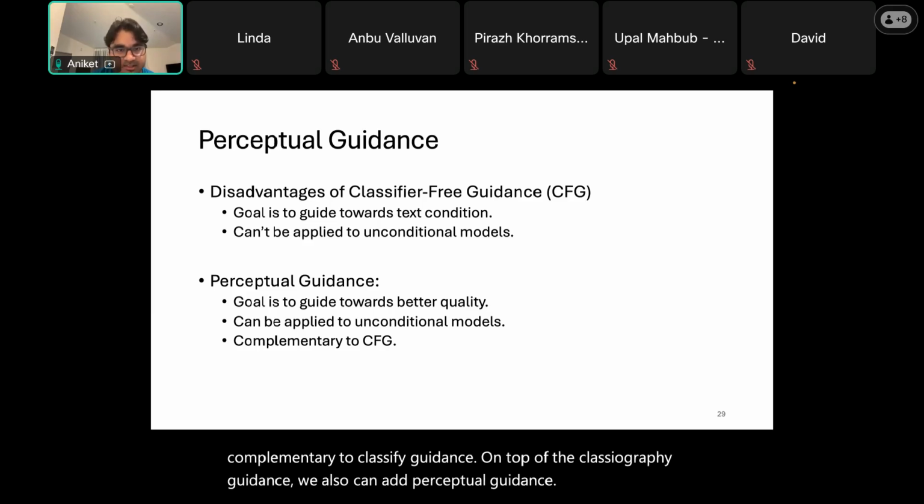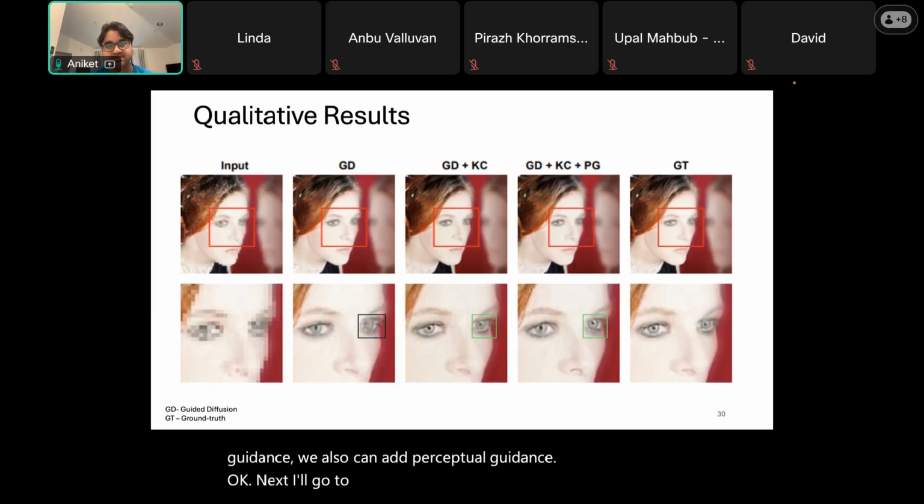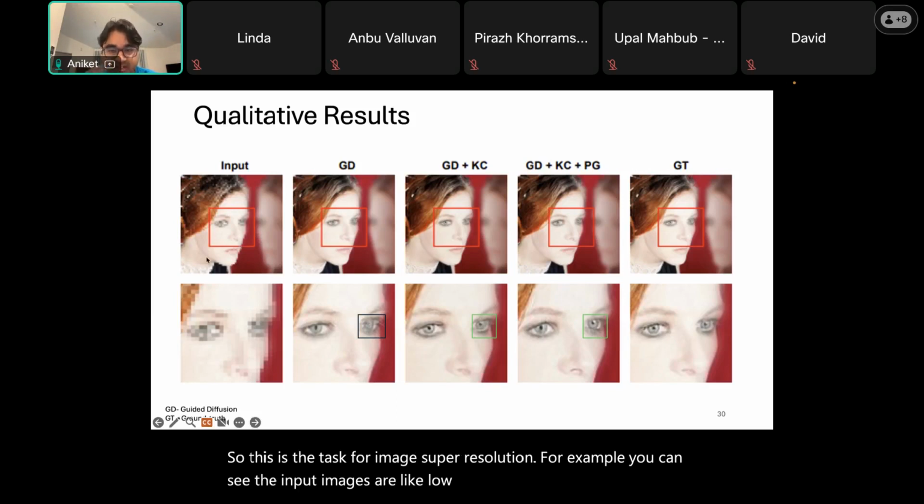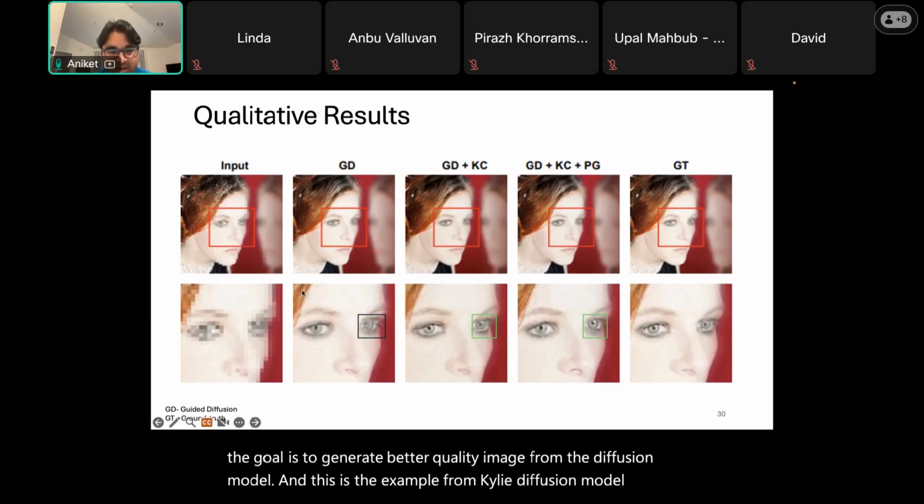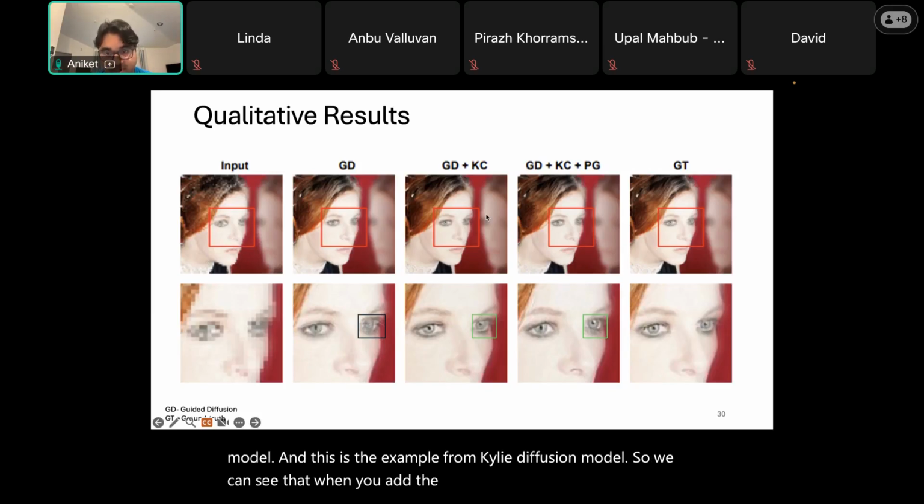Okay, yeah. Next, I go to the qualitative results. This is the task of image super resolution. For example, you can see the input images are low quality, low resolution images, and the goal is to generate a better quality image from the diffusion model. This is an example from the guided diffusion model. We can see that when you add the kurtosis loss and the perceptual guidance strategy, the image quality improves.